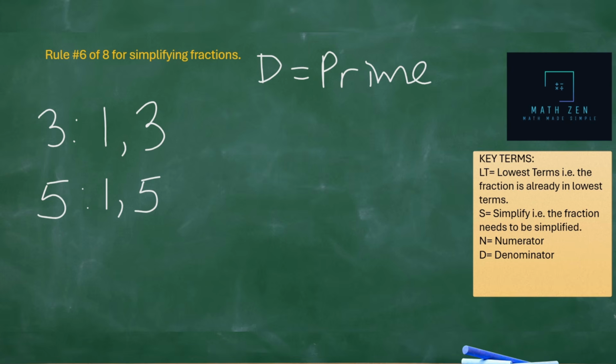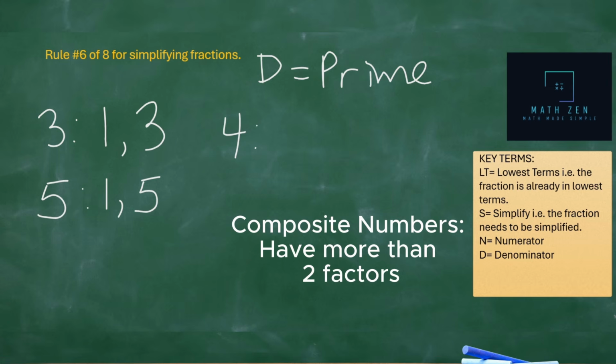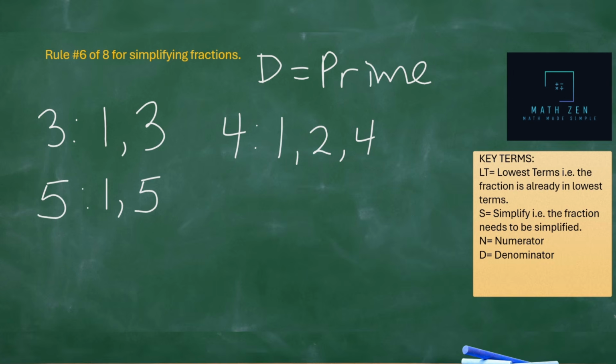Now what about composite numbers? Composite numbers would be something like 4. 4 has factors of 1, 2, and 4. So 4 is not a prime number because it has more than 1 and itself as factors. 4 is what we call composite.